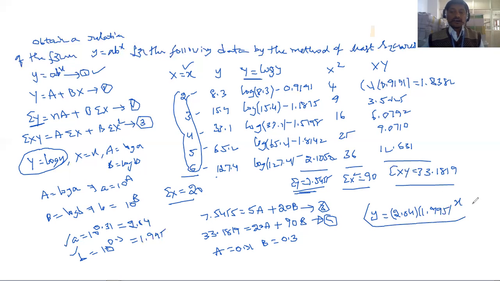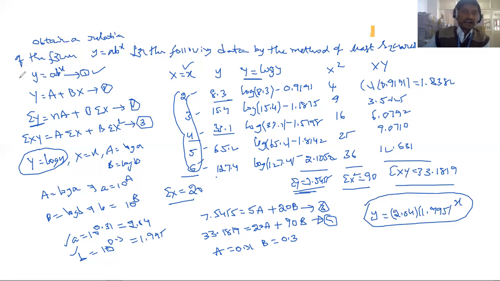If you want, you can check this by taking any value in place of x. So y is equal to 2.04 times 1.995 whole power 2. So you may get approximately 8.3. By substituting 4, you may get approximately 33.1. By taking 6, you may get approximately 127.4. So like this, you need to solve this one.